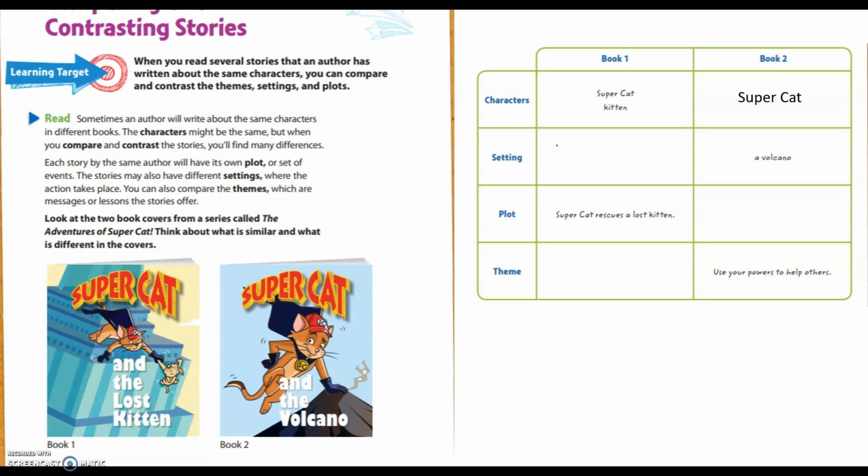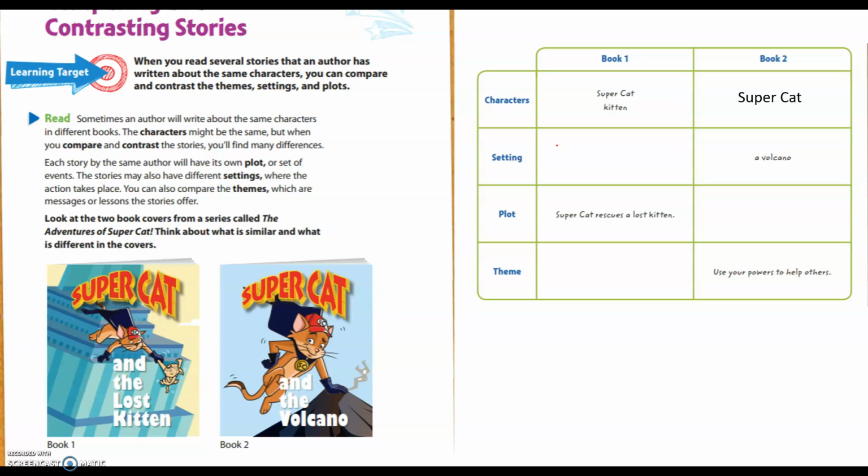Each story by the same author will have its own plot or set of events. The stories may also have different settings where the action takes place. You can also compare the themes, which are messages or lessons the stories offer. Let's look at the two book covers from a series called The Adventures of Supercat and think about what is similar and what is different in the covers.